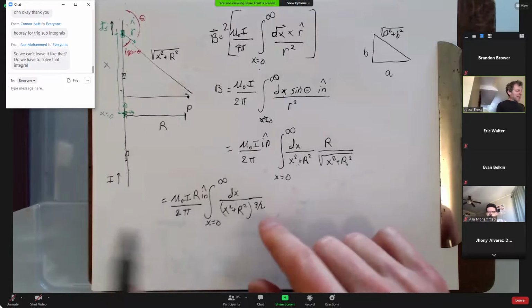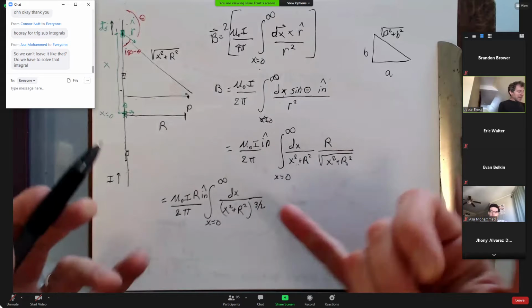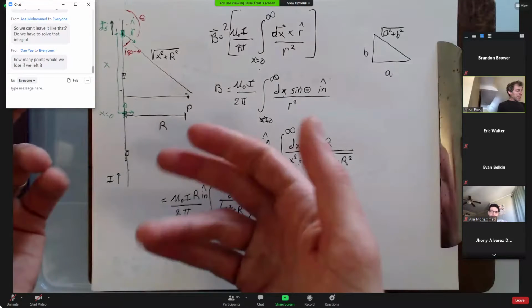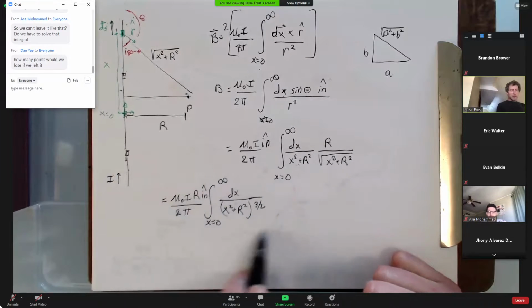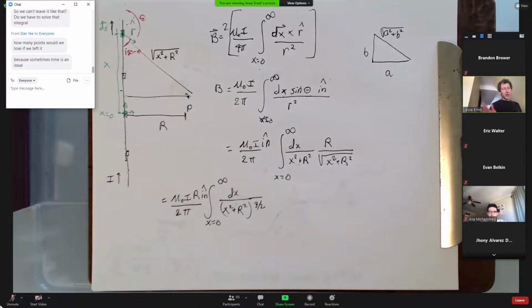You can't really leave it like this on an exam, because if you're asked what the B field is here, this is not really a B field.